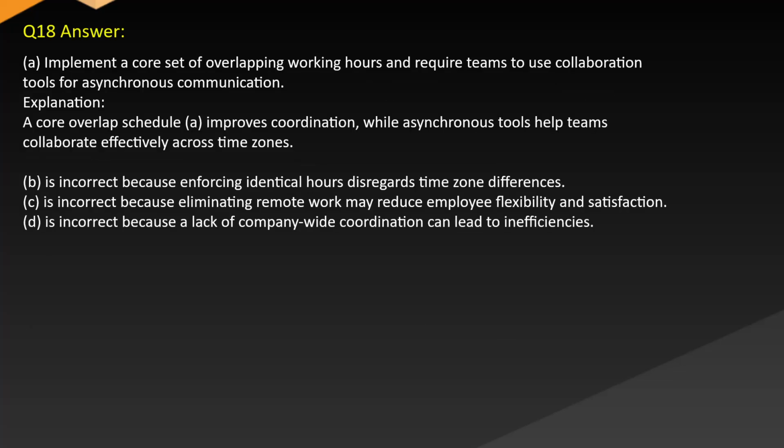Answer: A. Implement a core set of overlapping working hours and require teams to use collaboration tools for asynchronous communication. Explanation: a core overlap schedule improves coordination, while asynchronous tools help teams collaborate effectively across time zones. B is incorrect because enforcing identical hours disregards time zone differences. C is incorrect because eliminating remote work may reduce employee flexibility and satisfaction. D is incorrect because a lack of company-wide coordination can lead to inefficiencies.